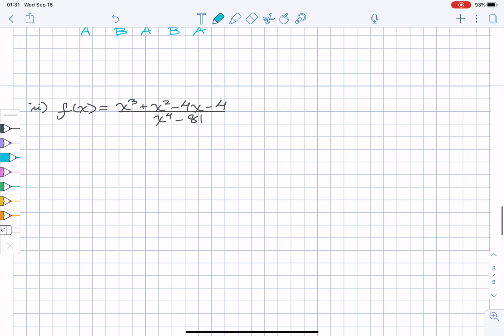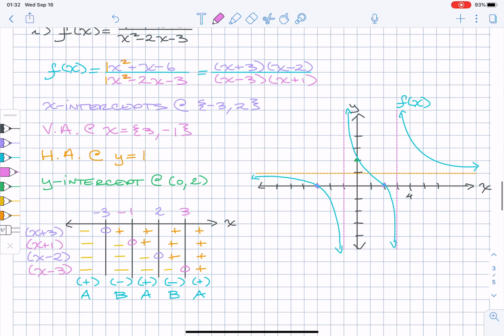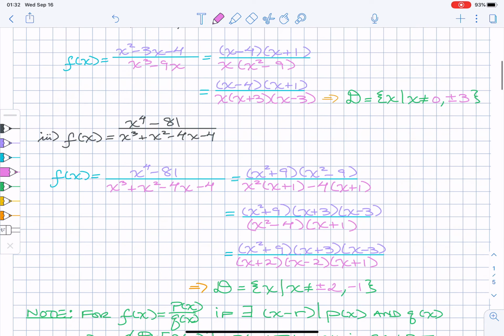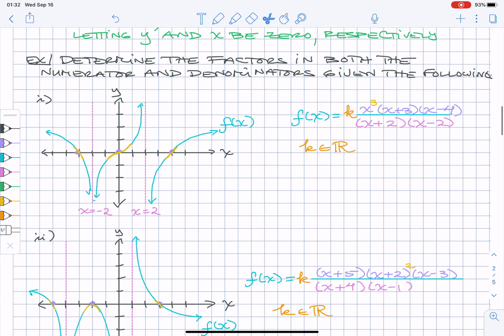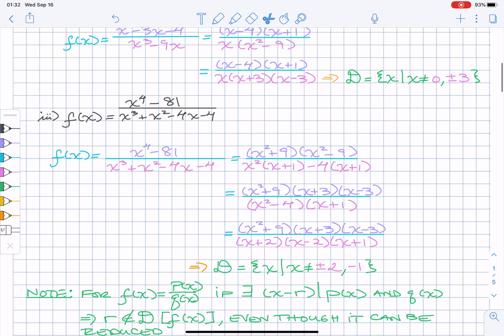Okay, so what do we have? So we have f of x is equal to, and we know that this is x cubed plus x squared minus 4x minus 4 divided by x to the 4th minus 81. And for those of you that recognize these problems, they are indeed the ones I've done up here. So I'm just going to copy and paste the fully factored form right here. Oh, it was the other way around.